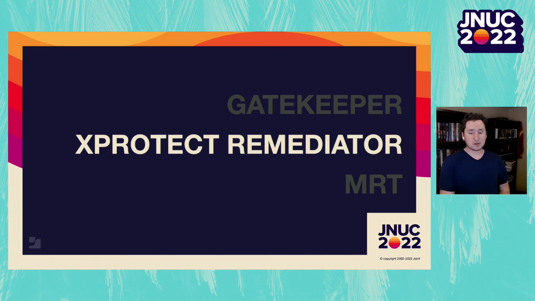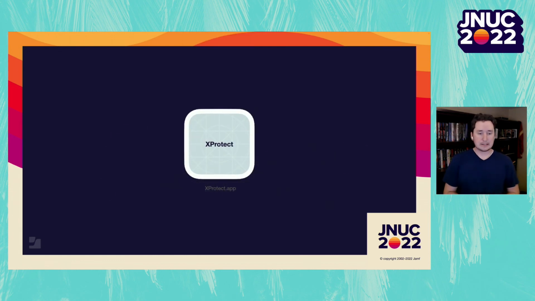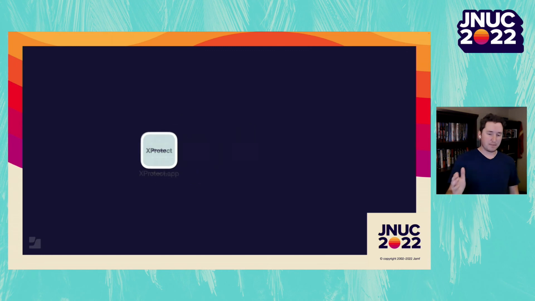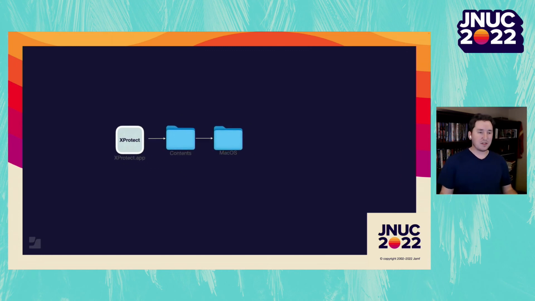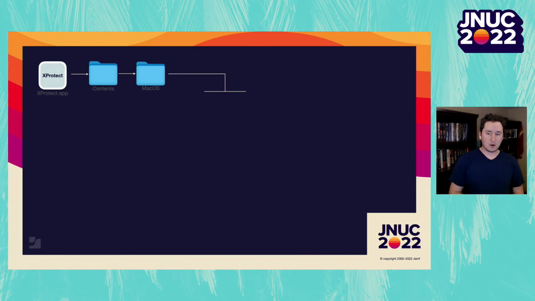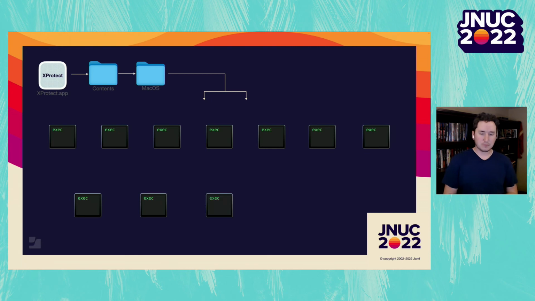it's retiring, called XProtect Remediator. And this is where we step back and see that XProtect.app. So similar to MRT, this is also in that similar contents macOS file structure, except within the macOS folder, we actually have 12 different binaries in here, as opposed to just the 2 MRT binaries in the MRT app. And we'll run through these really quick.